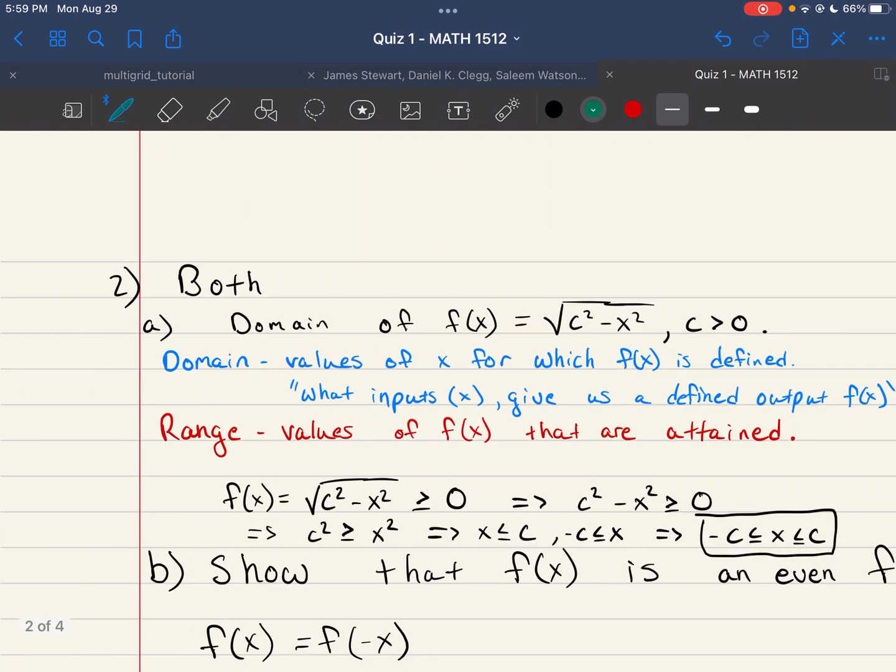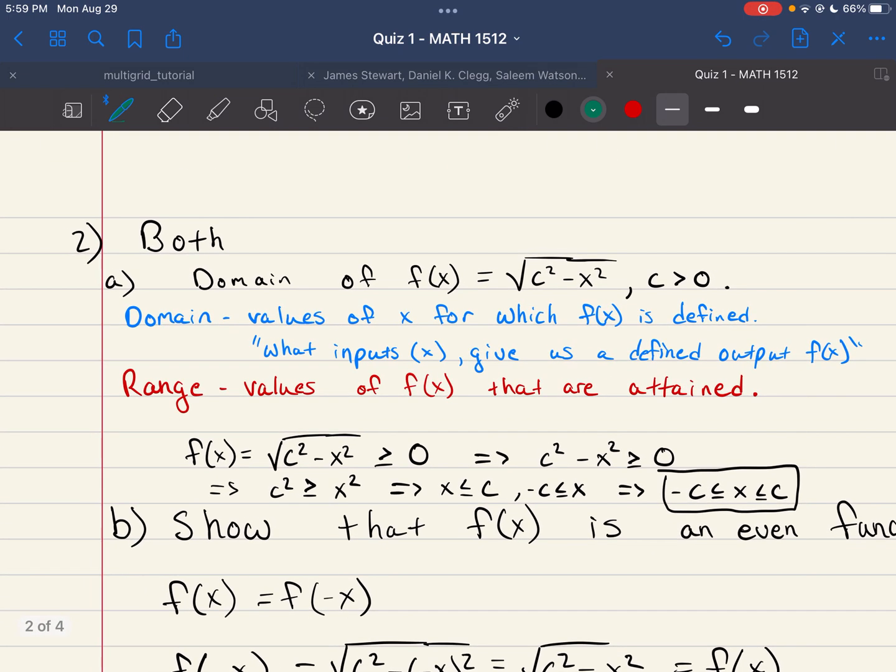Then looking at problem 2, problem 2 was the same for both the Tuesday and Thursday sections. We wanted to know the domain of f of x equals the square root of c squared minus x squared, for some positive constant c. Just to recall, our domain is the set of values of x for which f of x is defined. So what values of x can we put into f of x and get a valid output?